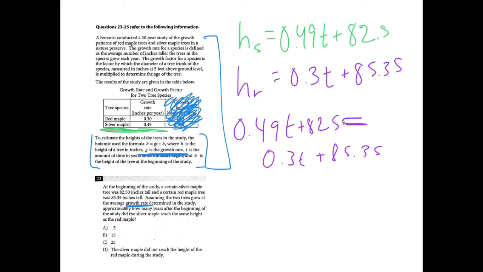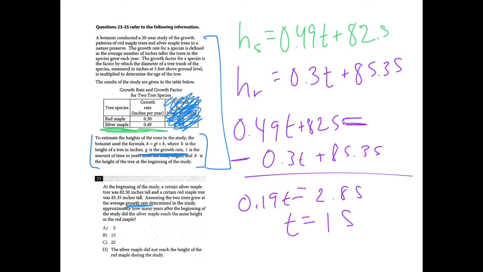We subtract 0.3t. Actually, this works out. So we have 0.49t minus 0.3t, that's 0.19t. And then we subtract these two. Actually, let's just pretend like we're subtracting 82.5 from 85.35, and that should equal 2.85. And then you divide that by 0.19, and you get T equals 15. And you have to circle it in red, so the answer choice is B.